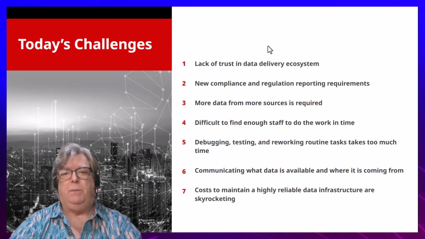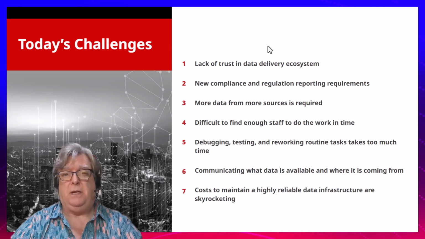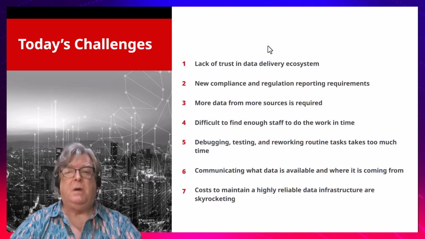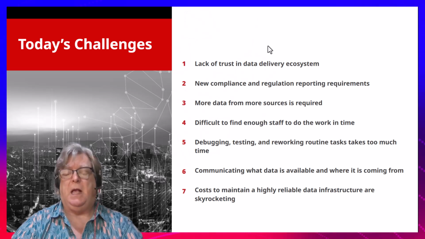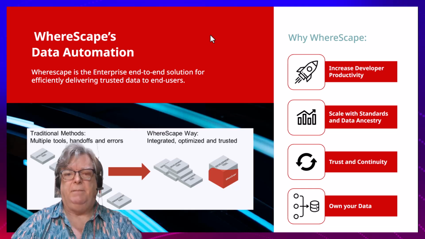Communication as to what data is available and where it's coming from. Documentation is a huge benefit of data warehouse automation in Warescape. The idea that I can, with a few clicks of the button, present an entire glossary, all the relationships, the star schemas, everything else to the end users is a huge plus. And then the cost to maintain highly reliable data structures is skyrocketing. Certainly on-prem, the cost of those has not gone down, while the cost of cloud computing has definitely gone down.